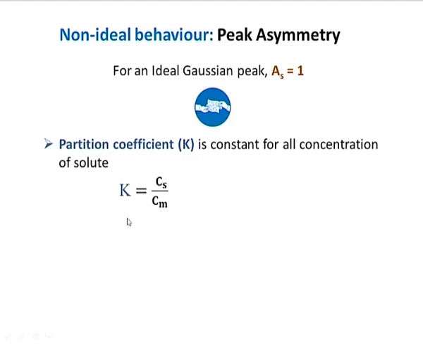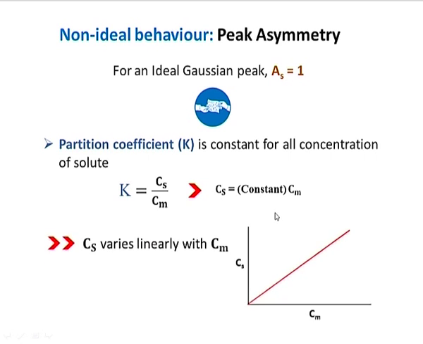If this is the case, then K, as you know, equals Cs upon Cm, which would mean that Cs would be linearly related to Cm. Now, what that means is, if you draw a graph of Cs as a function of Cm, it should provide you a straight line. This is what should happen in a symmetric peak. So, certainly it would not happen in an asymmetric peak, right. So, what happens in an asymmetric peak?